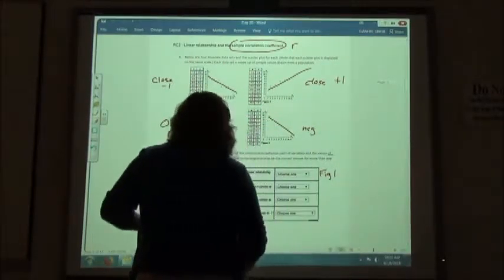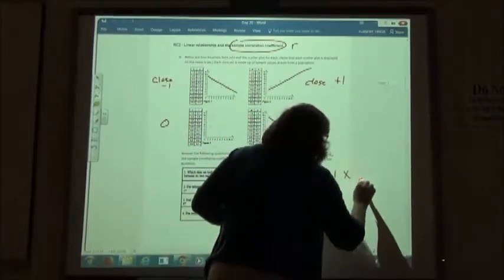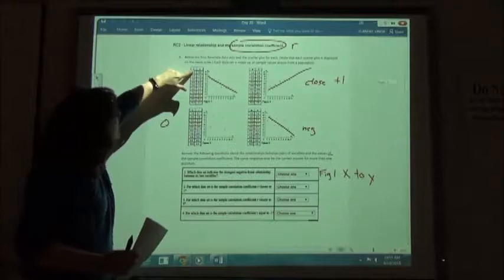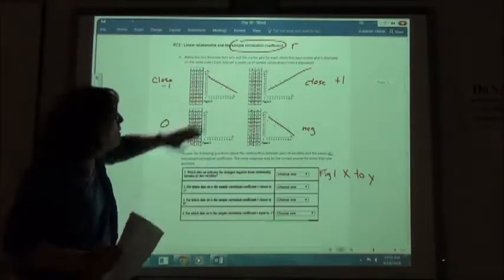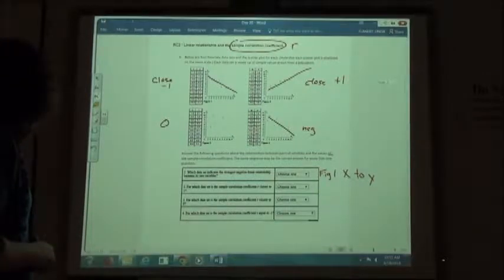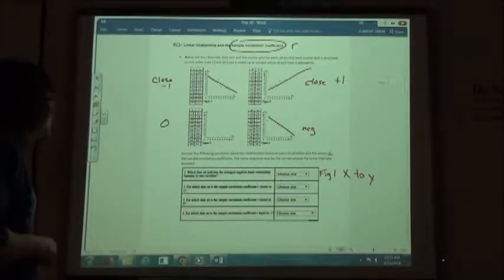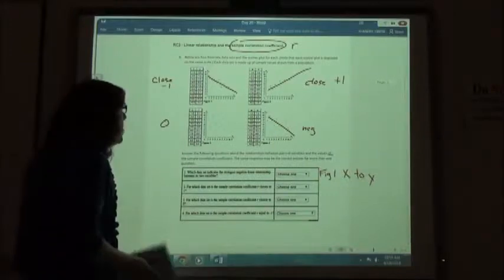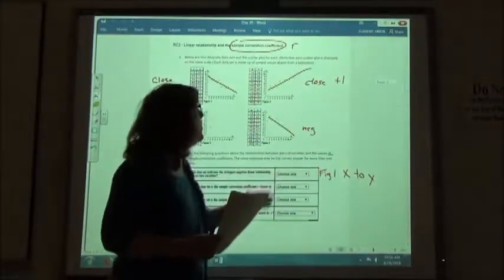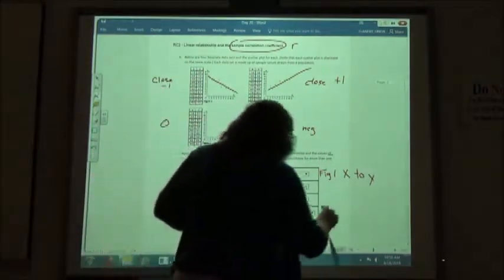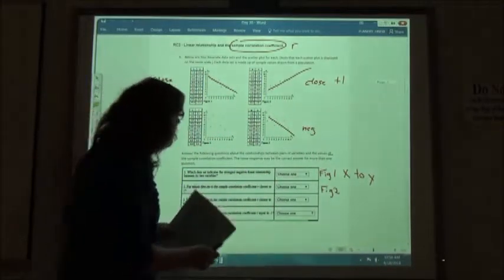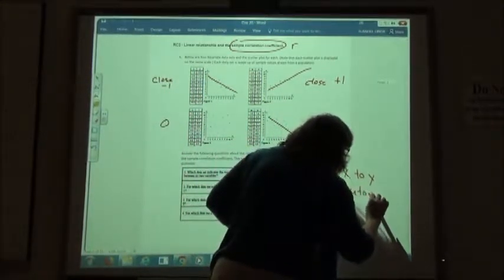Figure 1, where I do x to y, is the one that is closest. So figure 1 does x to y, and that's the one that's closest to a negative linear relationship. The second one: for which data set is the sample correlation coefficient closest to 1? In this case, here is the one that's closest to positive 1. My slope is going upwards. So figure 2, which is the variables u and v, so they'll say u to v.